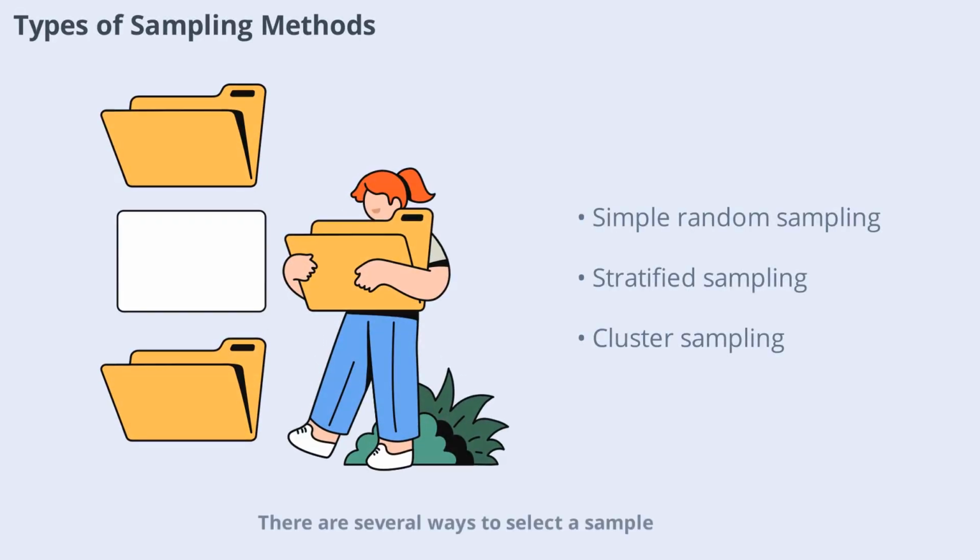There are several ways to select a sample. Common methods include simple random sampling, stratified sampling, and cluster sampling. Each method has its strengths and weaknesses. Simple random sampling is straightforward but may not capture important subgroups. Stratified sampling divides the population into groups and samples from each, ensuring representation. Cluster sampling selects entire groups at random, which can be more practical in large populations.